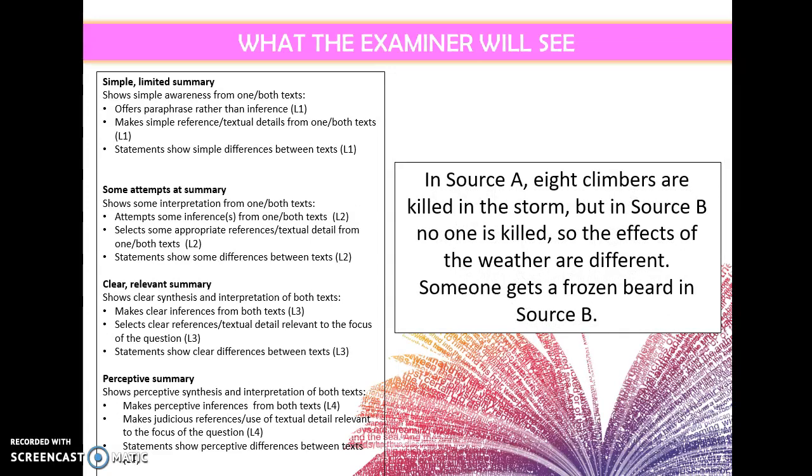So in this answer, somebody said in source A, 8 climbers are killed in the storm, but in source B, no one is killed. So the effects of the weather are different. Someone gets a frozen beard in source B. They always write about the frozen beard. That's an absolutely valid point, okay, in terms of how the weather affects people differently. Yep, in source A people are killed, in source B no one is killed. That's a completely valid comparison to have made.